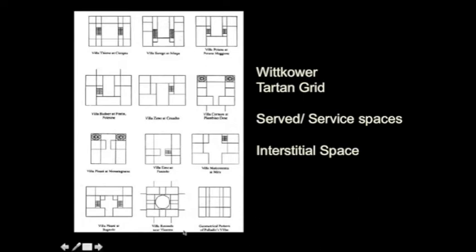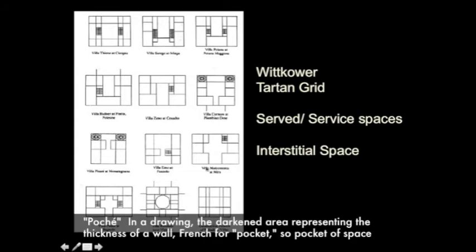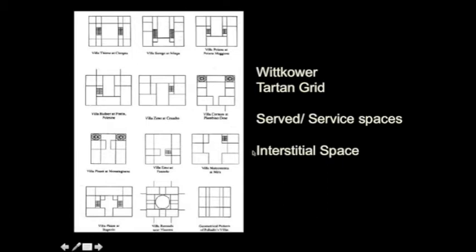And in many ways, you could think of the interstitial space here kind of like a poche. And poche is the thickness of the wall that can be carved. And here it's a kind of thickness of a wall between major spaces that can either be carved to create an extra spatial feature to a room, like here in the Villa Malcontenta, or it can be used as a service space.